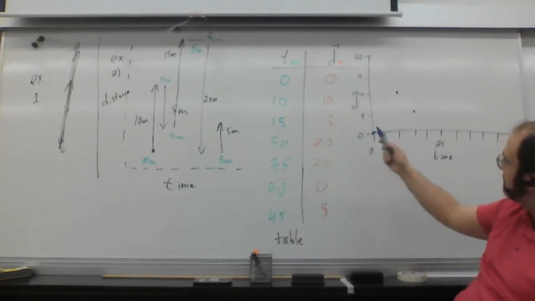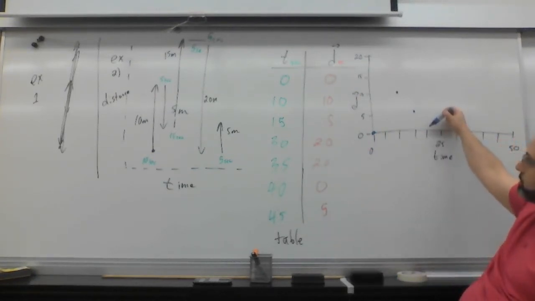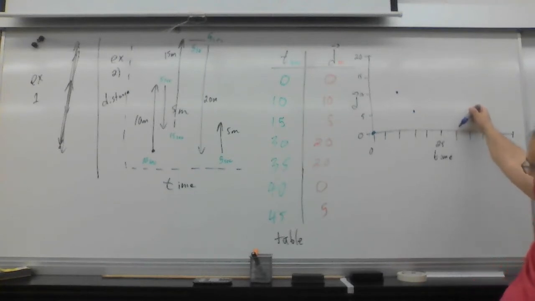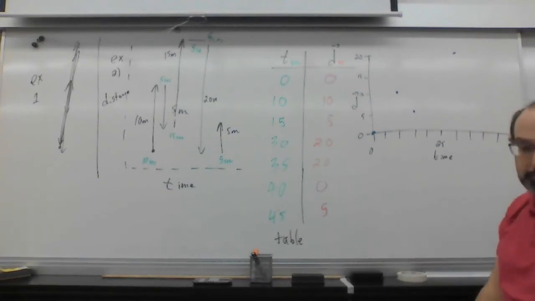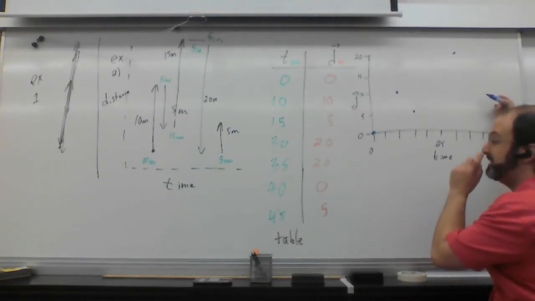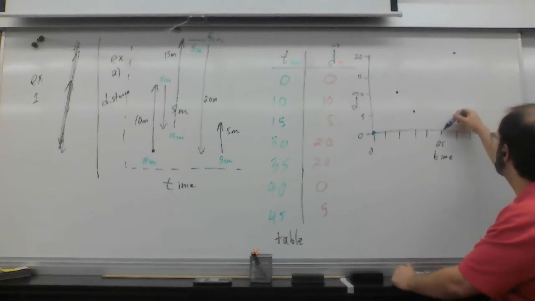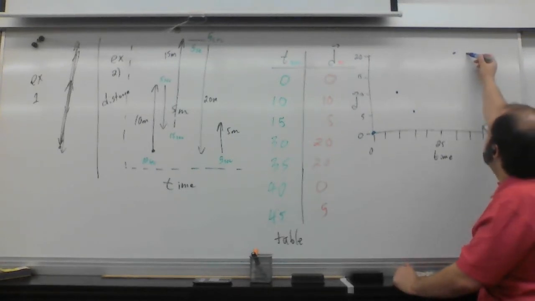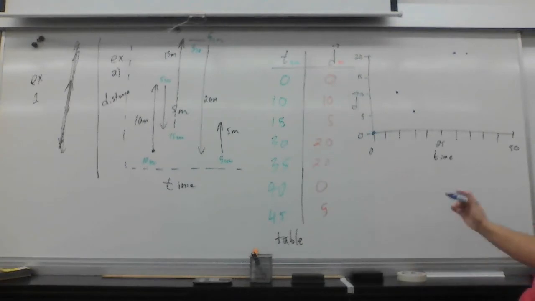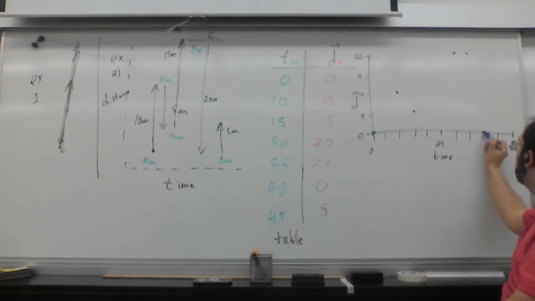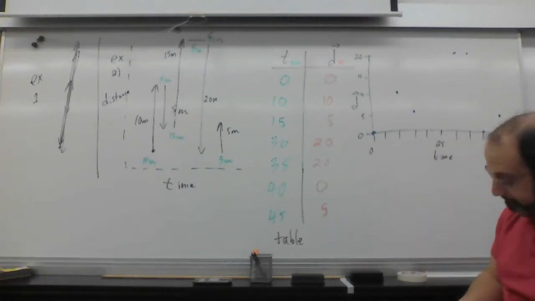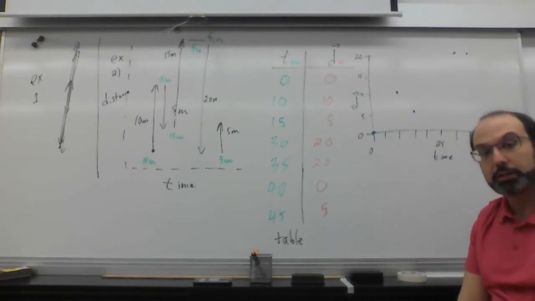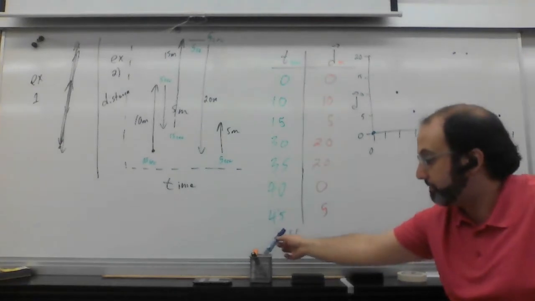And then at 30, we're at 20. Okay, so here's 25, 30. We're up at 20. So I got to go way up there. Then I stay at that for another 5 seconds, so 35. So there's 25, 30, 35. So I'm staying up there. And then I drop all the way down to 0 right here. And then finally I come back up to 5 right there.